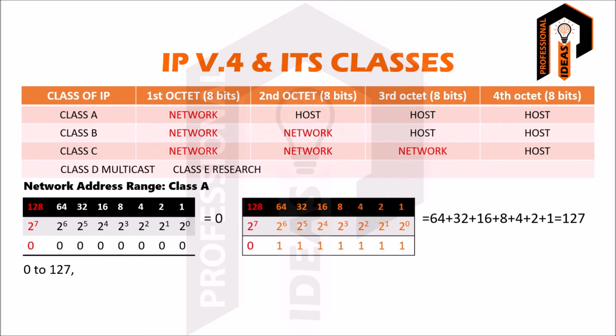But an entire IP address set to all zeros is used by Cisco routers to designate the default route. And network 127.0.0.1 is reserved for loopback tests. So the valid range of class A network is 1 to 126.